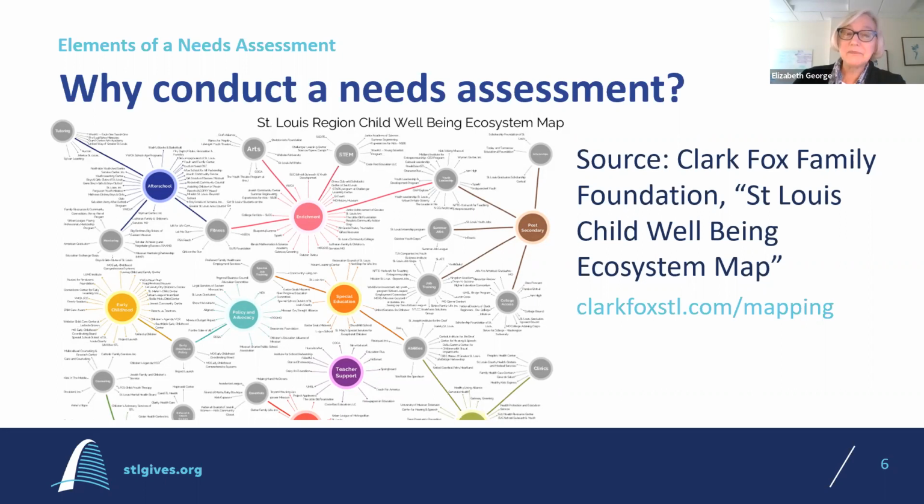We're starting out with this map from the Clark Fox Family Foundation because it exemplifies something that we see in our community. This map shows the child well-being ecosystem, but what it also indicates is, if you get on the Clark Fox Family Foundation website and start digging into the maps they have, you're going to see that we have a lot of nonprofits in our community.